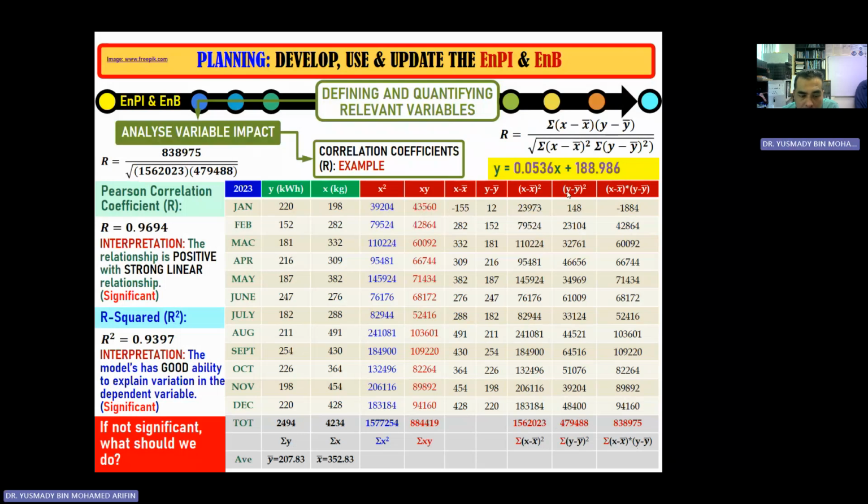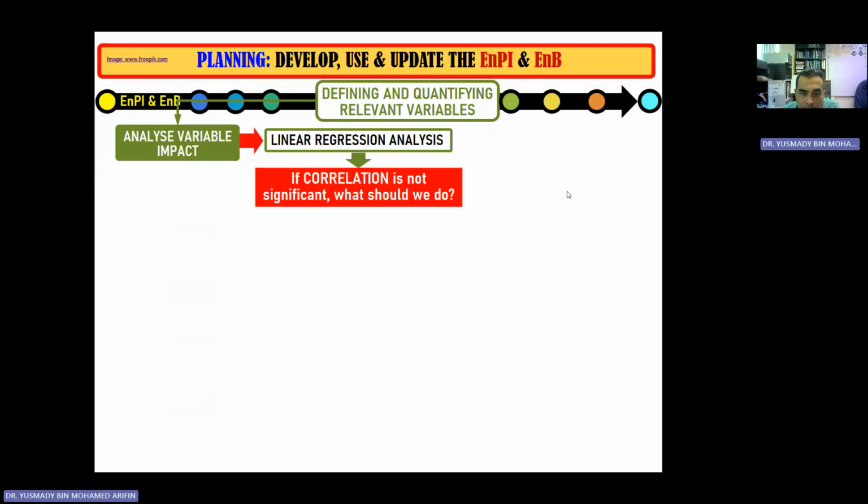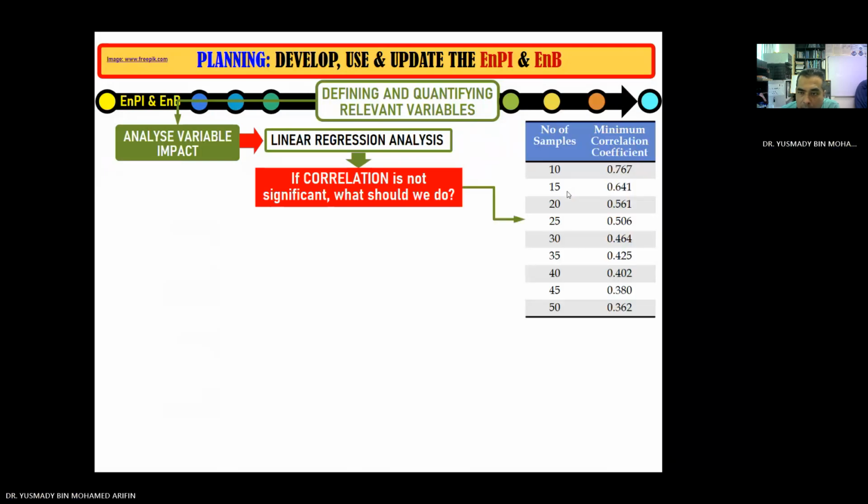If the data or the result that we obtain is not significant, what should we do? Okay. So if correlation is not significant, what should we do? In order, as our indicator, the minimum correlation coefficient based on the number of samples is shown in the table. If we have 10 samples, the minimum acceptable correlation will be 0.767. So the value of R that we need to obtain must be greater than 0.767.